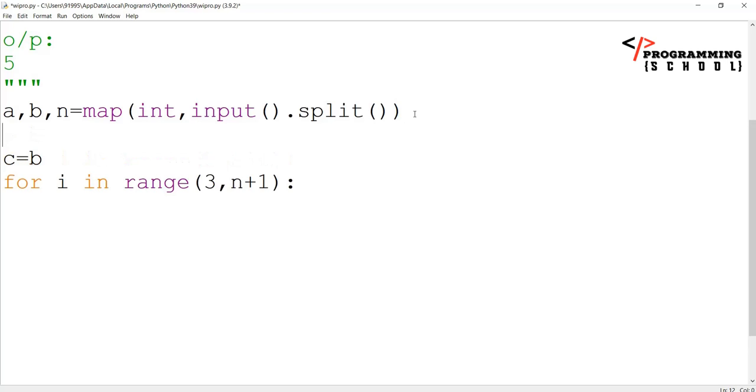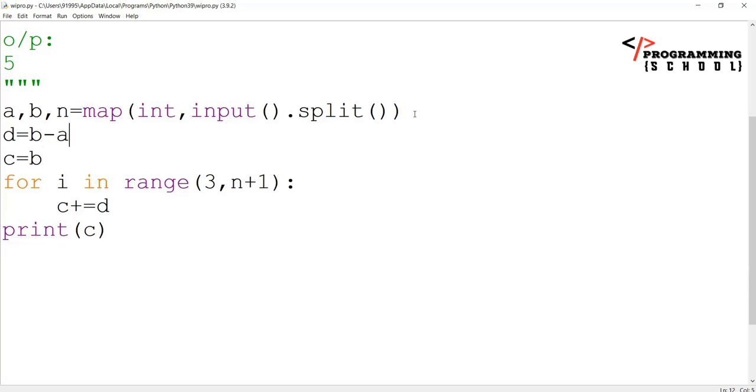And then I have to find the difference between the first two elements. That is B minus A, D. With the difference only, I have to find the next term. Here simply I'm going to write C plus equal to D. Every time I'm going to add D always. Now I'm coming out of the loop and I'm going to print C.